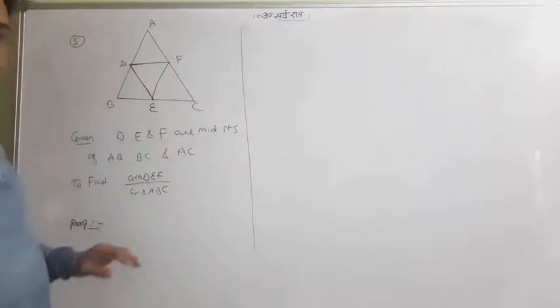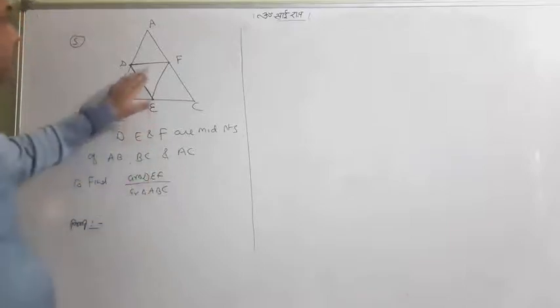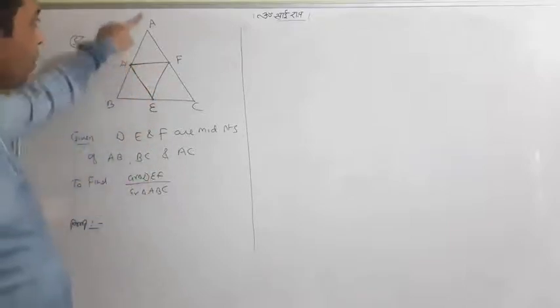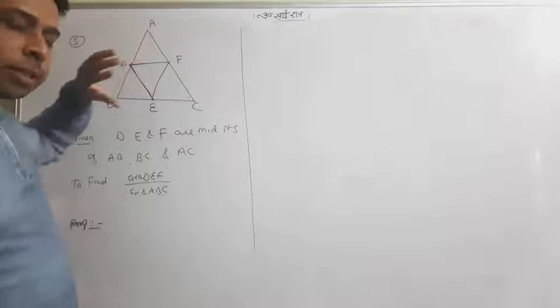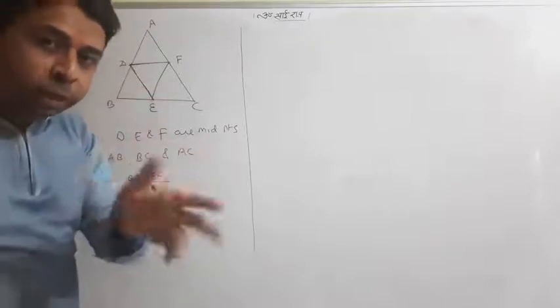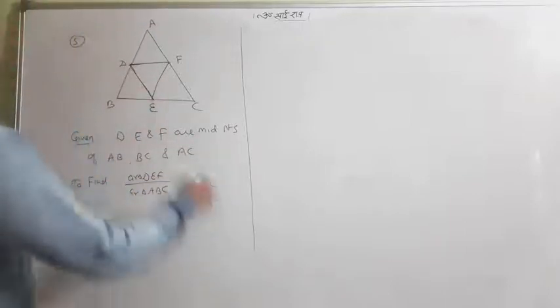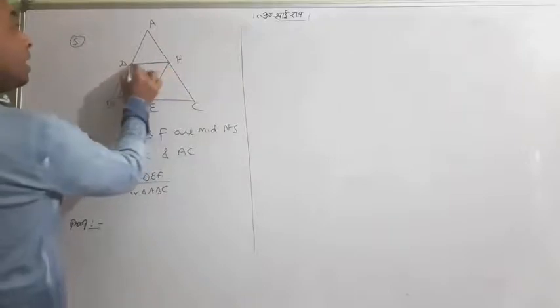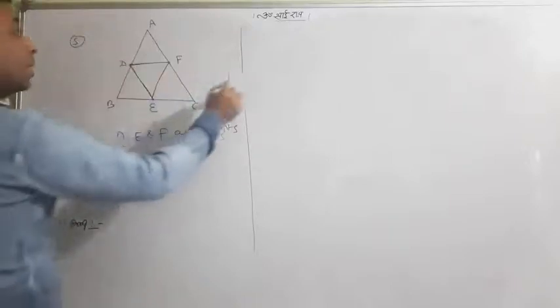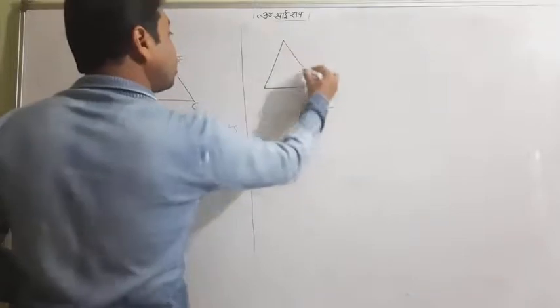Let me explain something. Very interesting question it is. We have a small triangle, we have a big triangle. Actually both triangles are similar. So first of all, we'll prove that they are similar. How we can look at DE, DF are midpoints of this and this side. So I just want to make it separate.